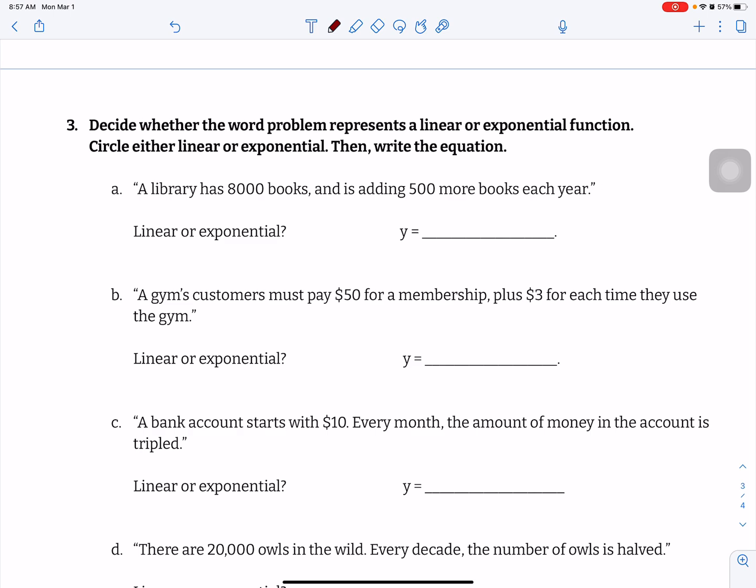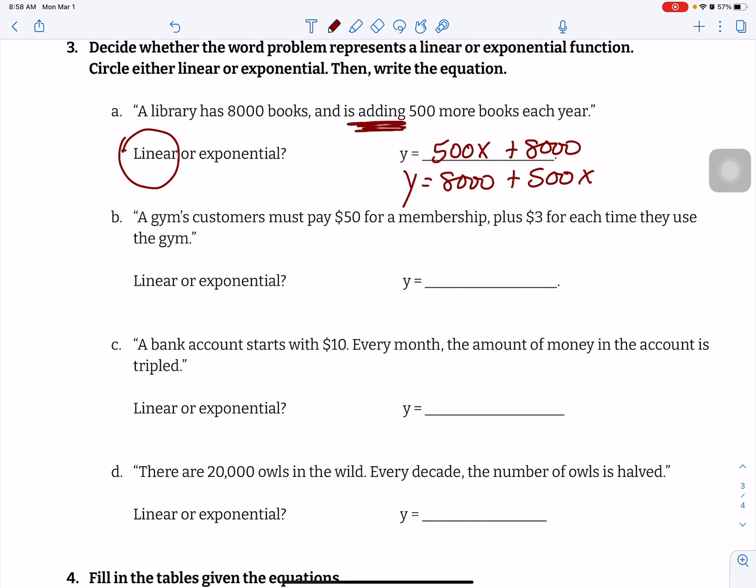A library has 8,000 books and is adding 500 books more each year. This adding is telling you that happens in a linear. Adding, subtracting, sometimes I use plus. So that's going to be linear. And if you think about it, it says I have 8,000 books, then I have 8,500, then I have 9,000, which is definitely a linear. It's 500 added each time, plus my initial amount of 8,000. If you chose to write this as 8,000 first, plus 500x, that would still work.